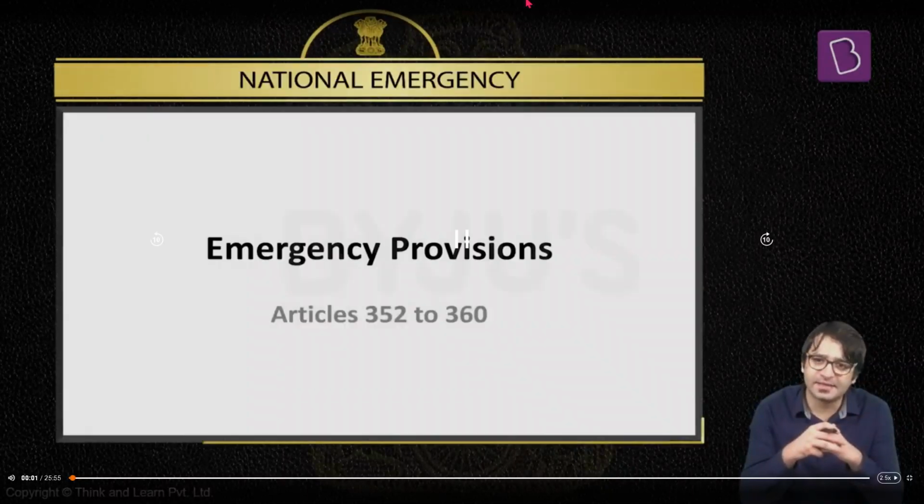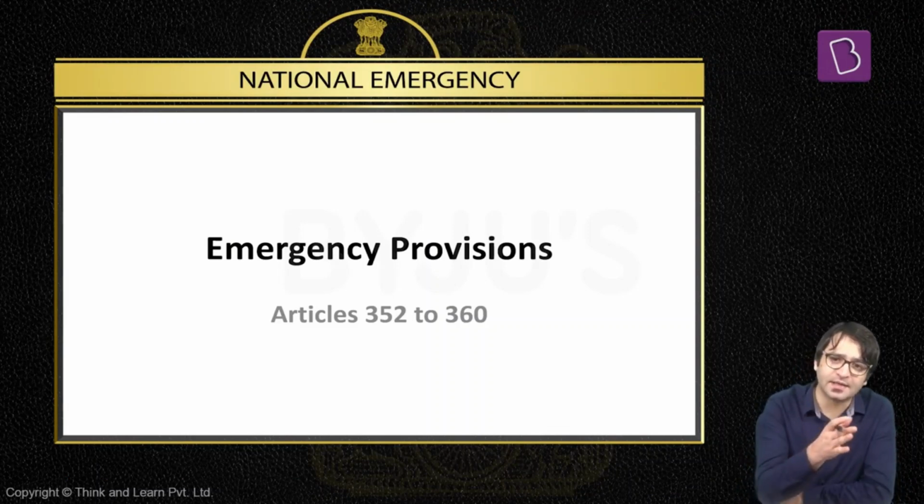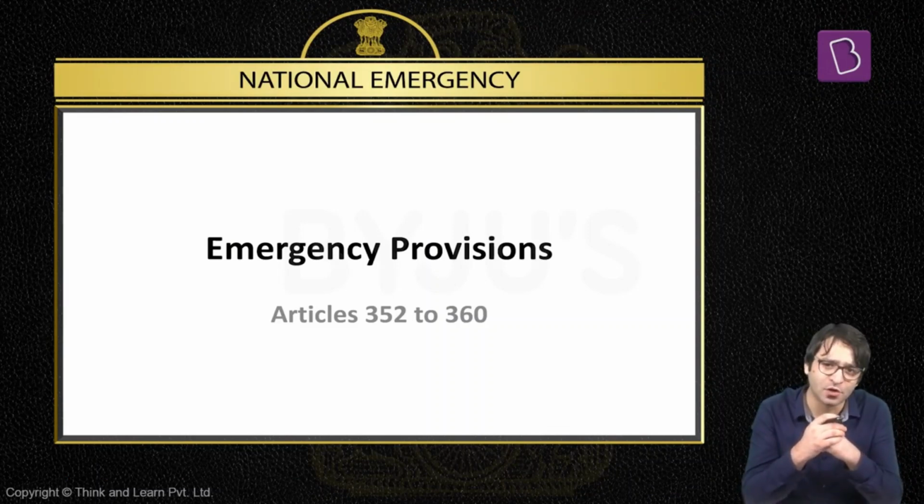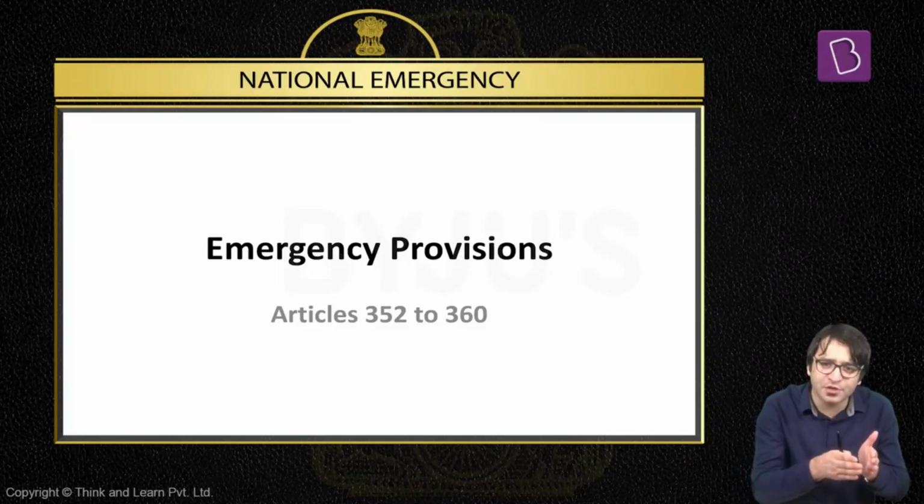In this lecture, let us discuss emergency provisions of the Constitution. We shall be discussing national emergency under Article 352 of the Constitution, President's Rule under Article 356, and financial emergency under Article 360 of the Constitution. But first things first, what are these emergency provisions doing in our Constitution? And what is the logic, what is the rationale behind having these emergency provisions in our Constitution?